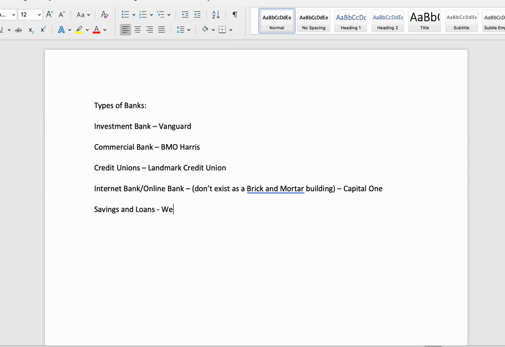A good example of that is West Bend Savings Bank. Okay, you don't see too many of these anymore, although there are some savings and loans that still exist. And we'll talk about the reasons why for that a little bit later on. These are the five types of banks that are out there today. Make sure you get that information in there.